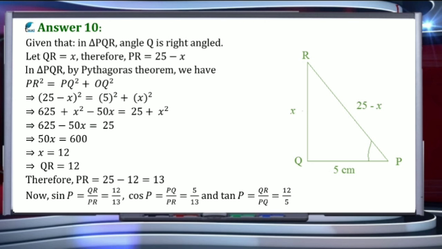Now for angle P, our perpendicular will be PR and base will be QR. So we can easily find all the t ratios. So sin P will become 12 by 13, cos P as 5 by 13 and tan P as 12 by 5. I hope you have understood the questions well.